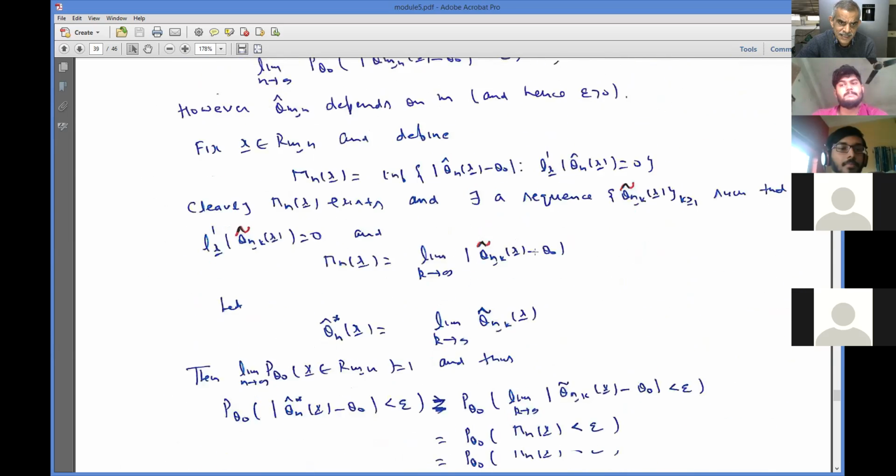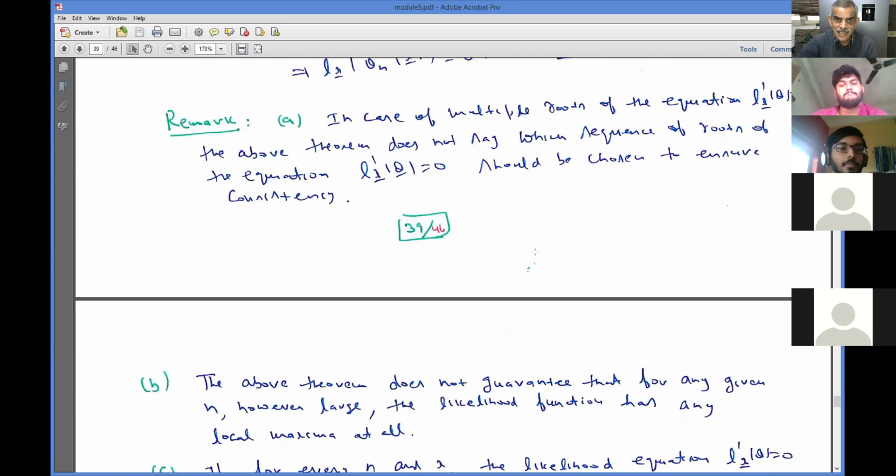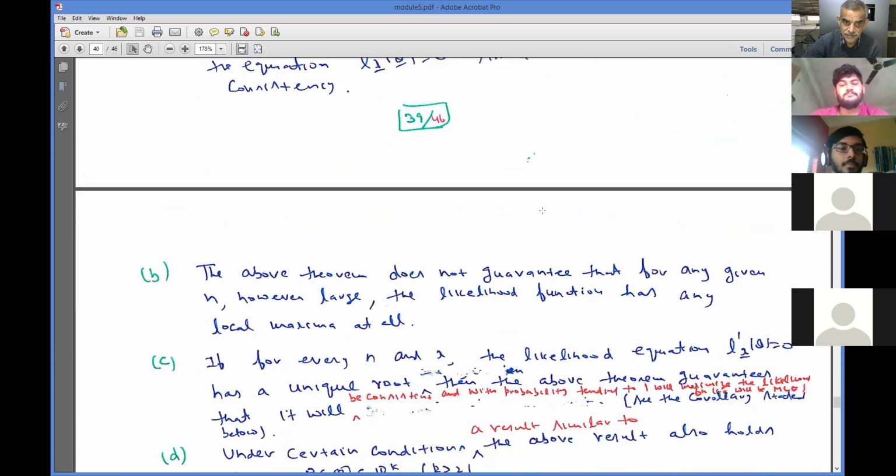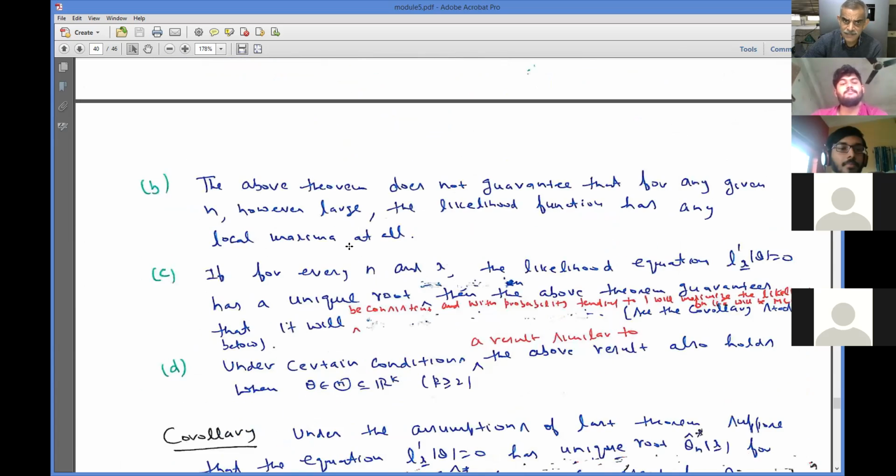As a consequence, you get these remarks, which say in case of multiple roots of the equation Lx prime theta equal to 0, the above theorem does not say which sequence of roots should be chosen to ensure consistency. The theorem does not guarantee that for any given n, however large, the likelihood equation has any local maximum, because it only says that as n goes to infinity, that probability goes to 1. So asymptotically you can say there will be a root, but for a fixed n, it doesn't guarantee any root.